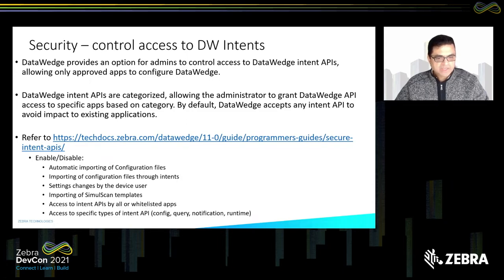And within the intent APIs, what kind of intent APIs can be used by whitelisted apps, such as config, query, notification, runtime. So you get complete control over how DataWedge imports a file, how DataWedge communicates with your apps, and which app it is, what kind of communication happens. All of that is configurable, controlled by the admins, during the runtime, you can't modify that. So that's the security option that we have built in. For more information, I provide a link here in Tech Talks.